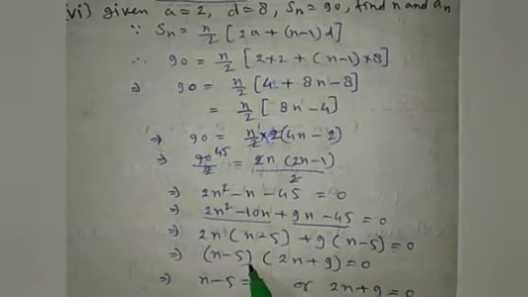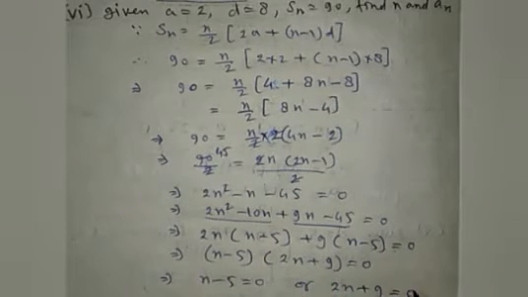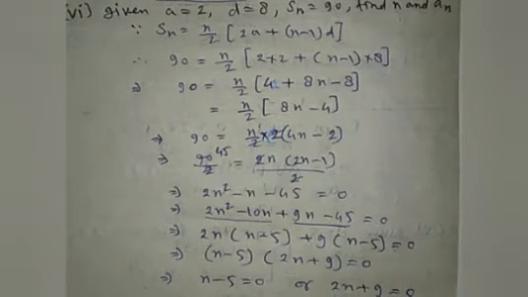Because the two factors are multiplied here to give 0, any one factor will be 0. So if n minus 5 is equal to 0, you will get n equal to 5. Or 2n plus 9 is equal to 0, you will get n equal to minus 9 by 2. Because here n is negative and n cannot be negative because n is a natural number, this value of n is not possible. So n equal to 5 is possible.